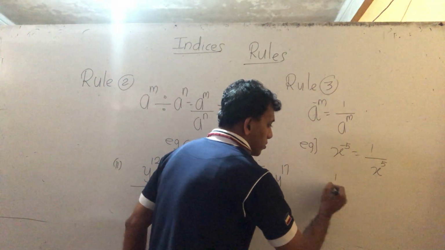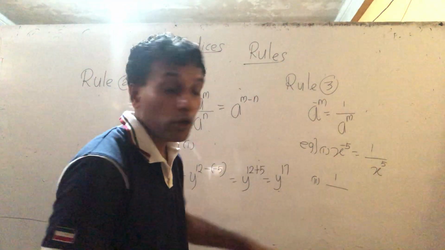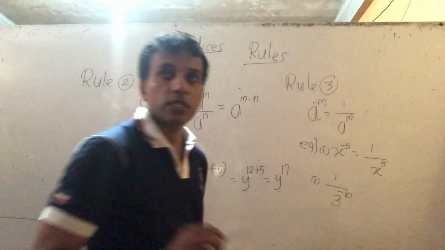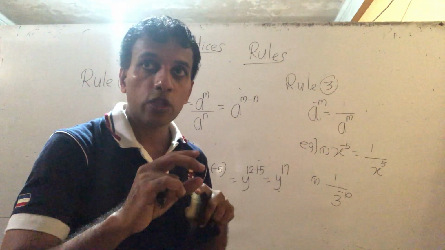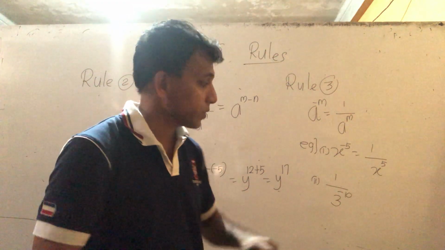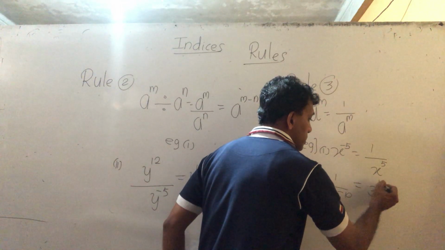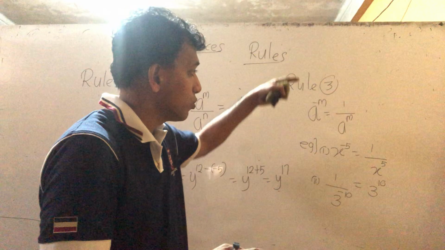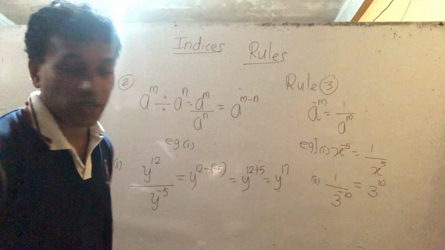Another example. If it's 1 over 3 to the power minus 10, the question comes: show the value in positive indices form. So you take it up. The answer is 3 to the power 10. Later we will show more problems. Now only a few examples for each rule. So that's the answer. This is rule number 3, right?